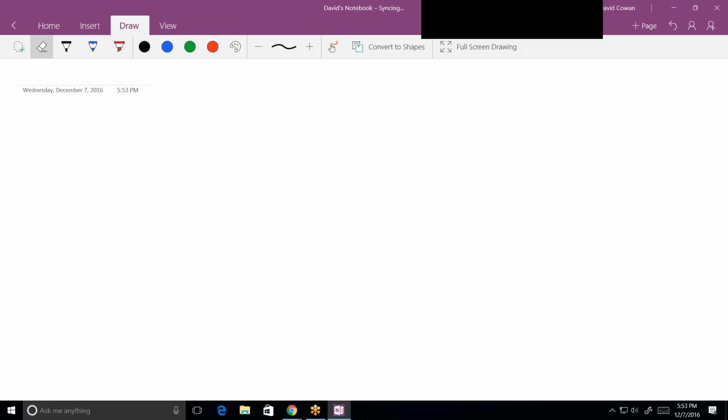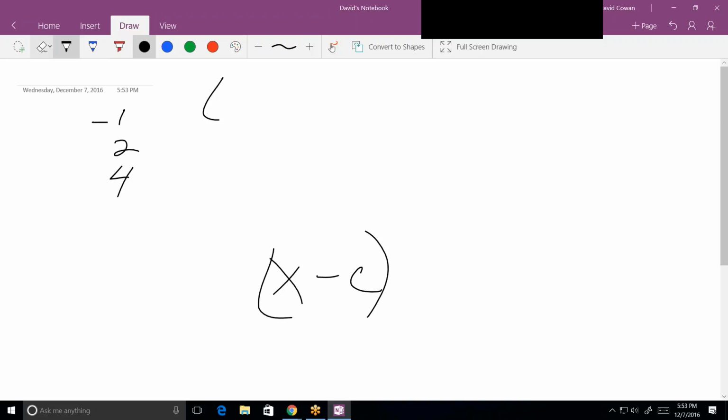The question is, write the polynomial function of the least degree that has rational coefficients and leading coefficient of 1 and the given zeros. Okay, what are the zeros? -1, 2, and 4. What does that make my 3 linear factors? X equals 1. No, the linear factor would be x minus some number, or x plus some number. Oh, okay, so would it be x minus 1?